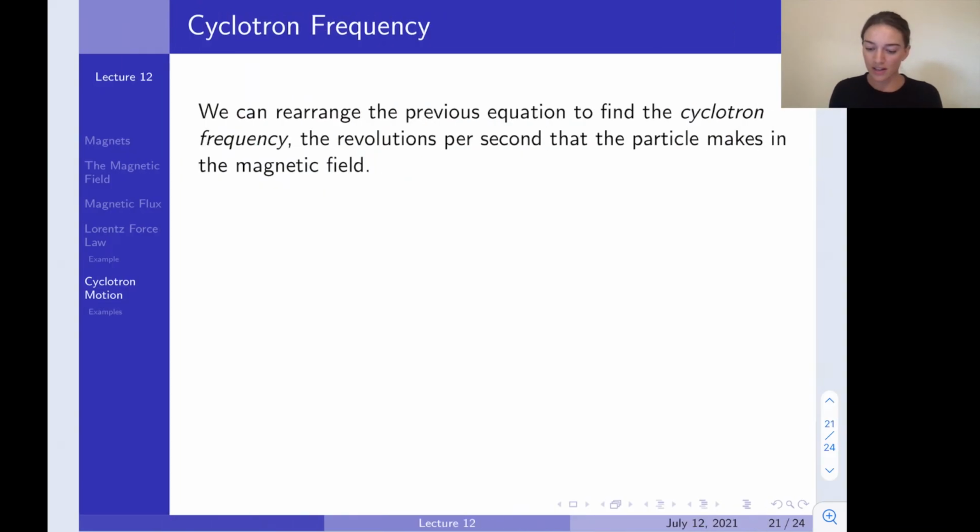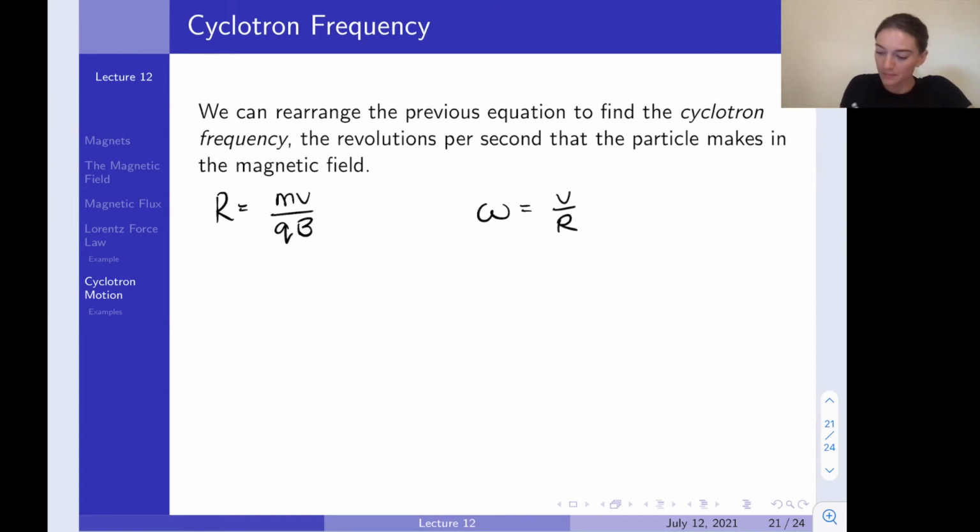All right, so let's move on to now cyclotron frequency. So since our particles are moving in a cyclotron in uniform circular motion, that means that they're going to have a frequency, revolutions per second. So we can, again, think back to uniform circular motion and work out this frequency. So just to remind you, the radius is mv over qB. And now from uniform circular motion, we're going to be looking at the angular frequency. So that's the radians per second. And the angular frequency, which is given by lowercase omega, is v over r.